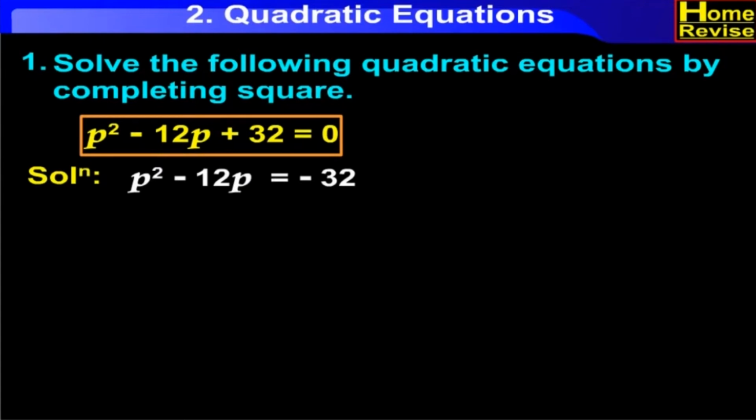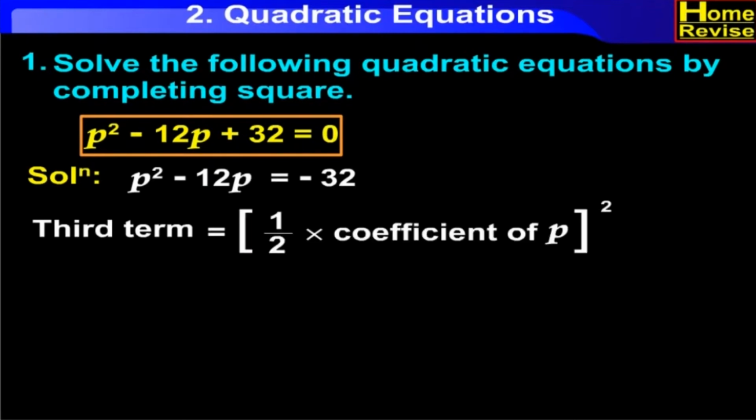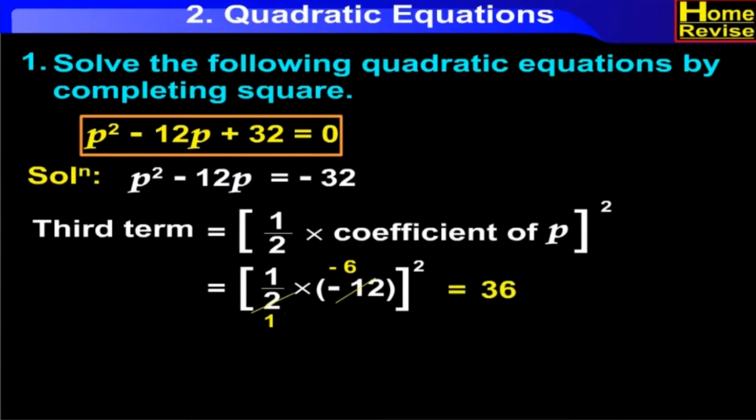Now, we will make the LHS a perfect square by using third term is equal to half into coefficient of p whole bracket square, which is equal to half into minus 12 whole bracket square. 2 ones are 2, minus 6 are minus 12, and minus 6 whole square is equal to 36.